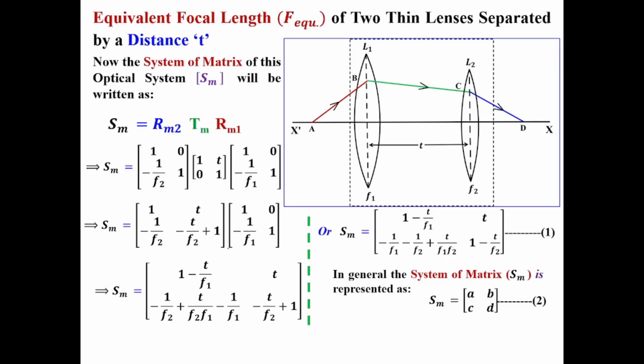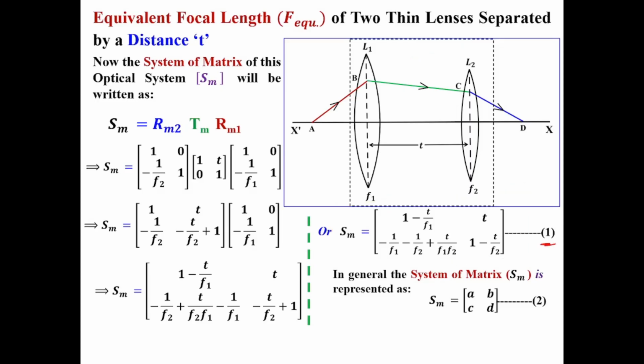I have written these terms first. Here 1 minus T by f1, this term I wrote first, then minus 1 by f2 minus 1 by f1 plus T by f1 f2, and these terms are written as such. Then 1 is written first, then the second term 1 minus T by f2. This one is the system matrix of this optical system, that is, two lenses separated by a distance. This is your equation number 1.